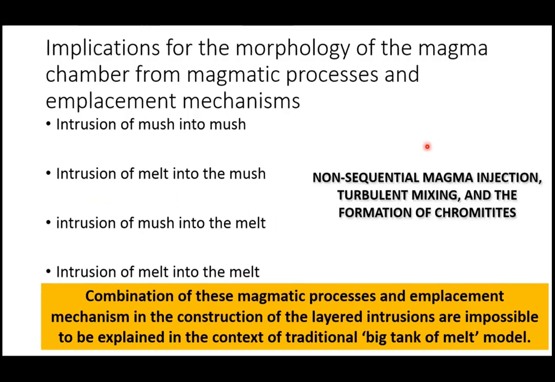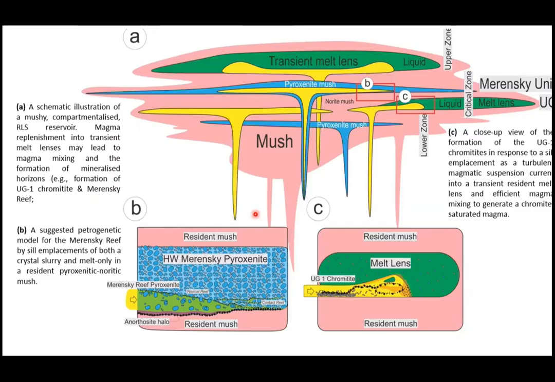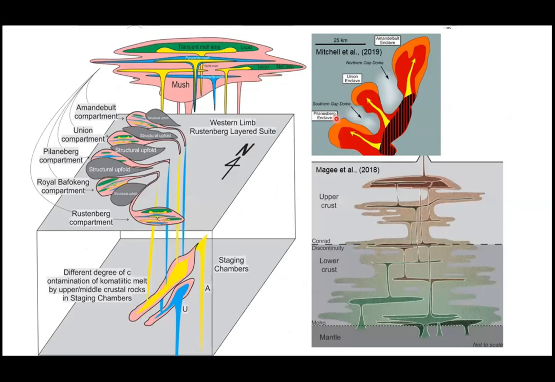But based on what I explained, we suggest that for the combination of these magmatic processes, such as mixing and contamination, and also the emplacement style that we talked about, the construction of layered intrusions is not possible, in my mind, to be explained in the context of the traditional model of a big tank of melt. This is the conceptual model we suggest for a single compartment of the Bushveld layered suite. It is composed of mush with some transient melt lenses. This is similar to the sheeted sills model for the formation of lower gabbros in mid-ocean ridges. And now we can better picture the plumbing system of the Bushveld layered suite.